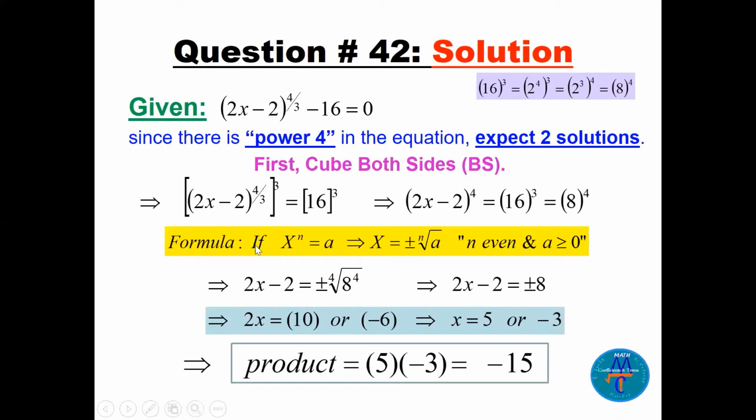Now this is the formula. If x to the power n, that's a power equation, equals a, then x will be plus or minus the nth root of a. N is even here, the index, and a should be positive.